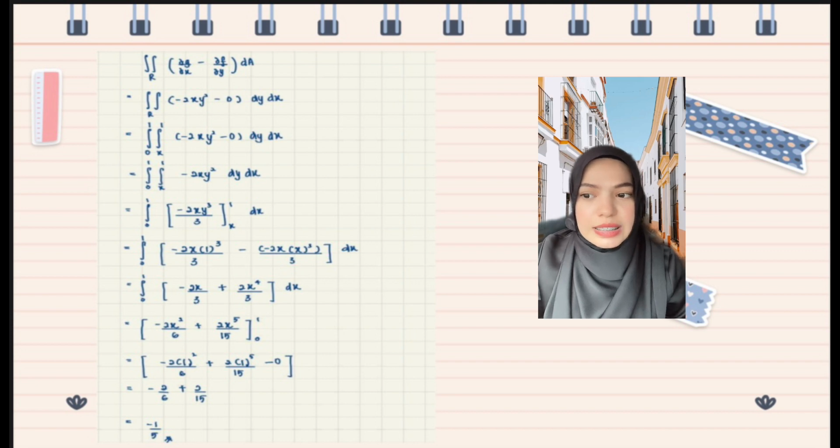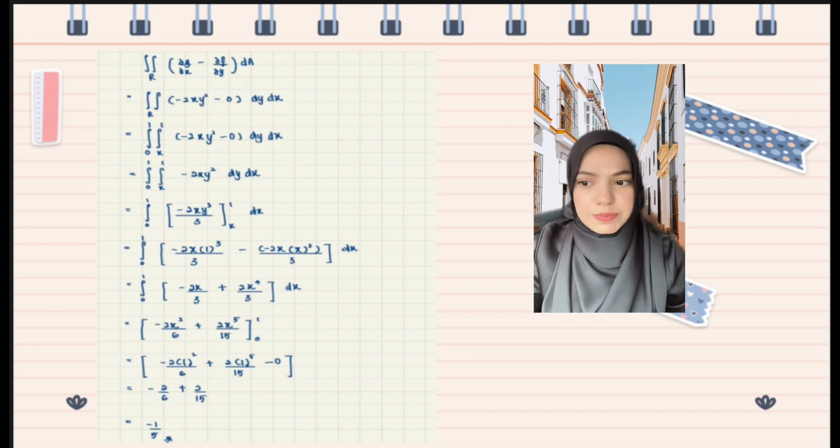First, we integrate with respect to y. We will get negative 2x y³ over 3, and the limit is from x to 1 dx. We substitute the values of the limits in y, and the answer will be negative 2x over 3 plus 2x⁴ over 3 dx. And then we integrate with respect to x, and we get negative 2x² over 6 plus 2x⁵ over 15 with the limit from 0 to 1.